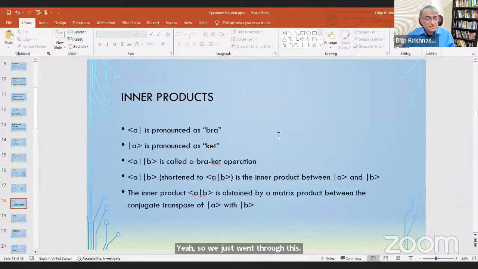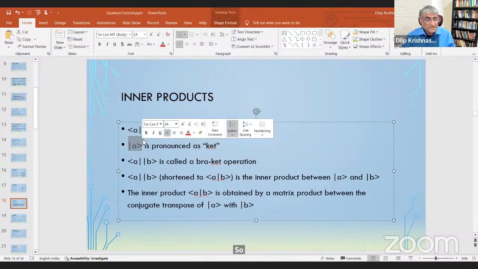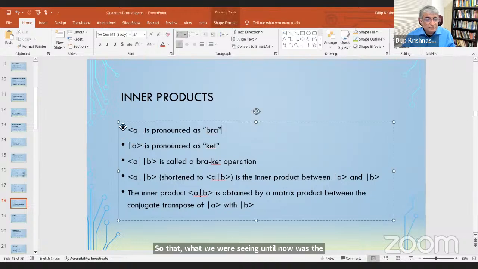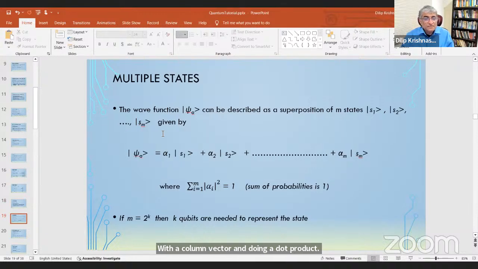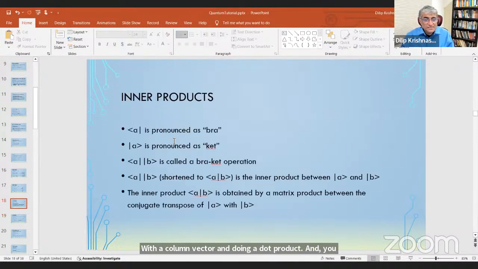And also there's this concept called an inner product. So what we were seeing until now was the ket, and there's a complementary representation called the bra. And you can do an inner product of the bra with the ket, and effectively that's like taking a row vector with a column vector and doing a dot product. And you can have multiple states as well.